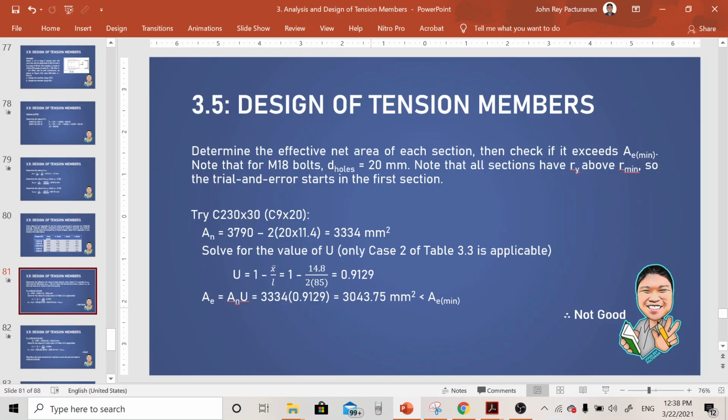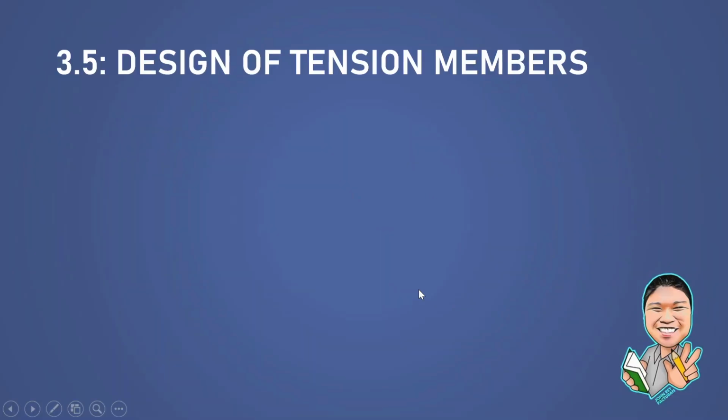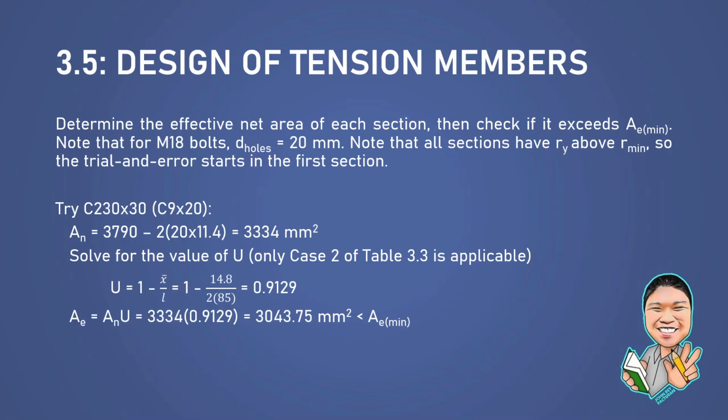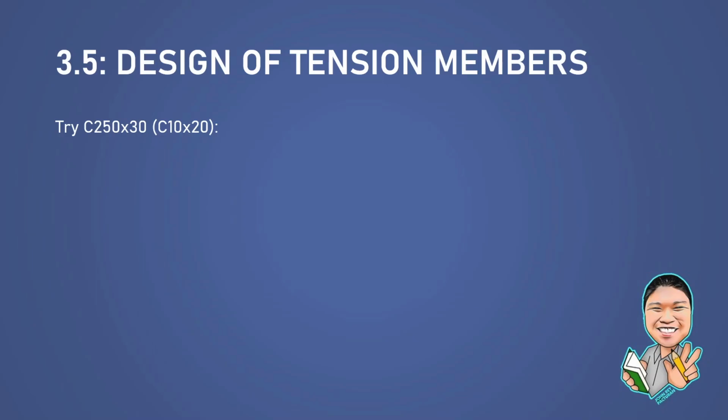So, that is 3,043.75 square millimeter. And that is less than the minimum net area, kaya hindi pa siya safe. So, all you need to do is to try the next section. Kasi nga, di ba, if the first section fails, then proceed to the larger section. So, try C250 by 30 or C10 by 20.